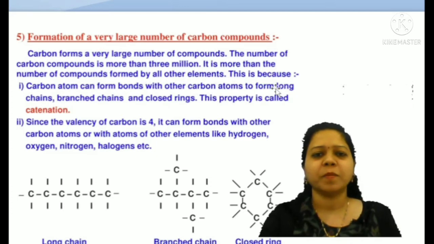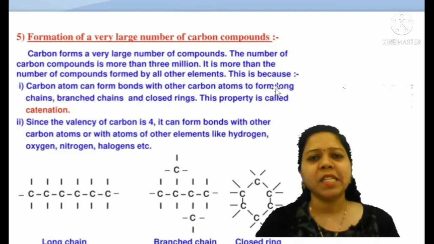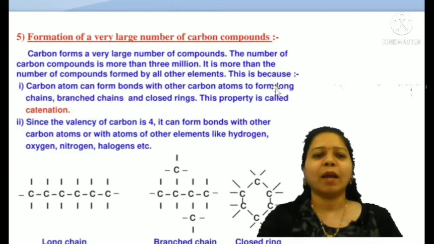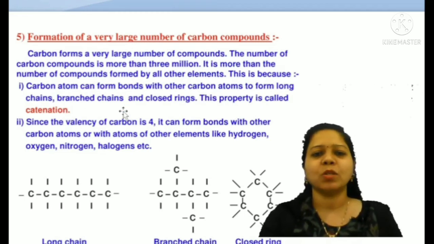This is because carbon has the ability to form millions of types of compounds. A carbon atom can form bonds with other carbon atoms to form long chains, branched chains, and closed rings. This property is called catenation.